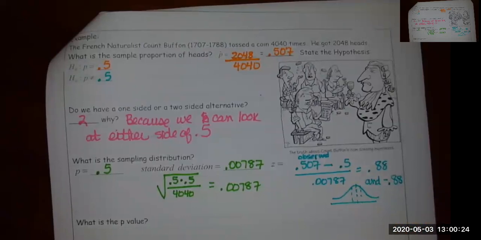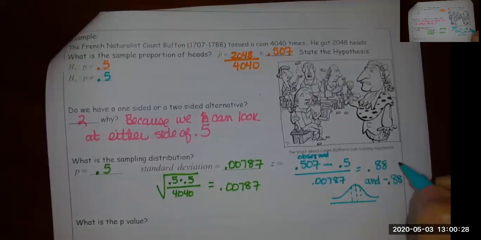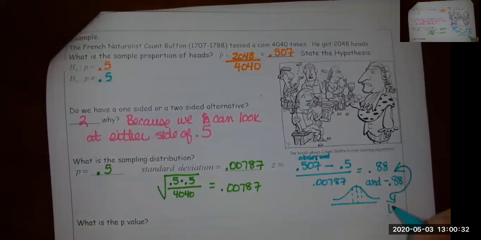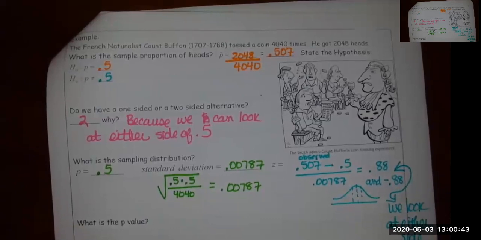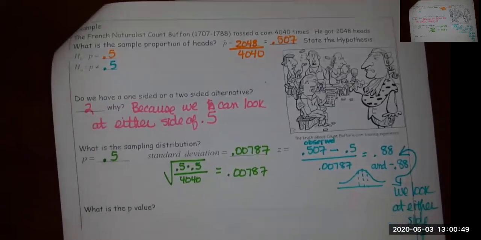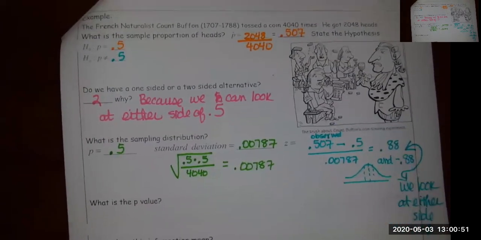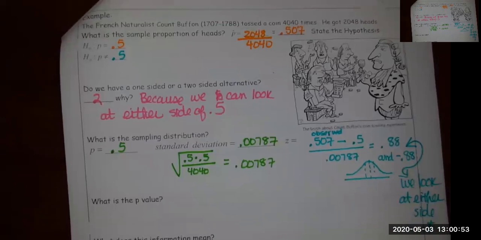You may have to go back into your memory banks. But this is because, let's draw an arrow, we look at either side. It's not greater than or less than, it's just not equal to. So that's why we have 2. Okay, so let's look at the p-value. So we're going to look up 0.88, right?